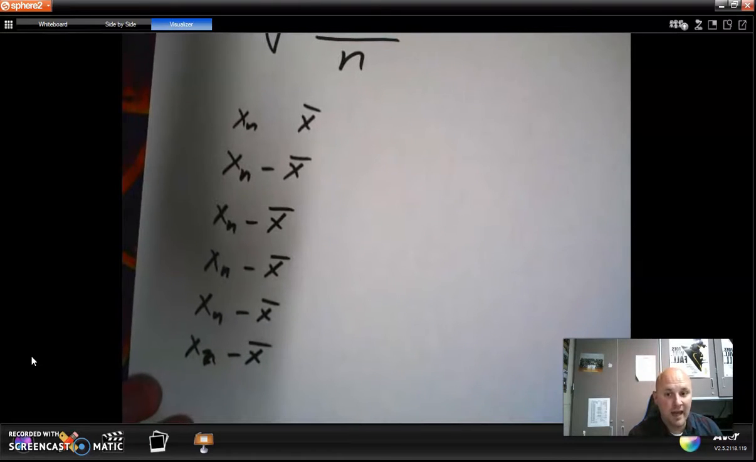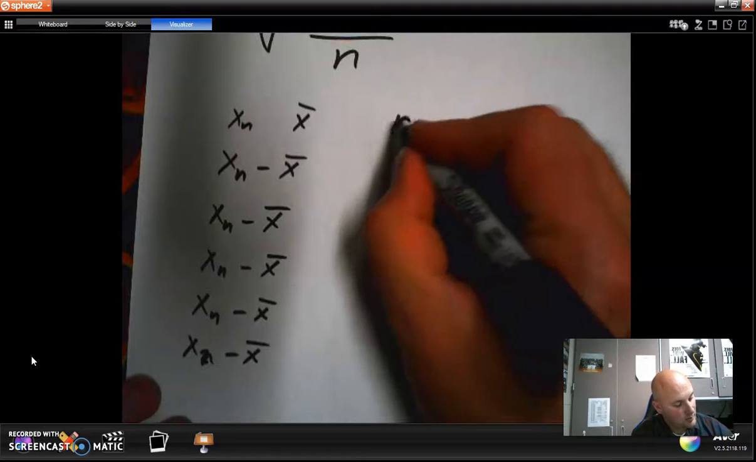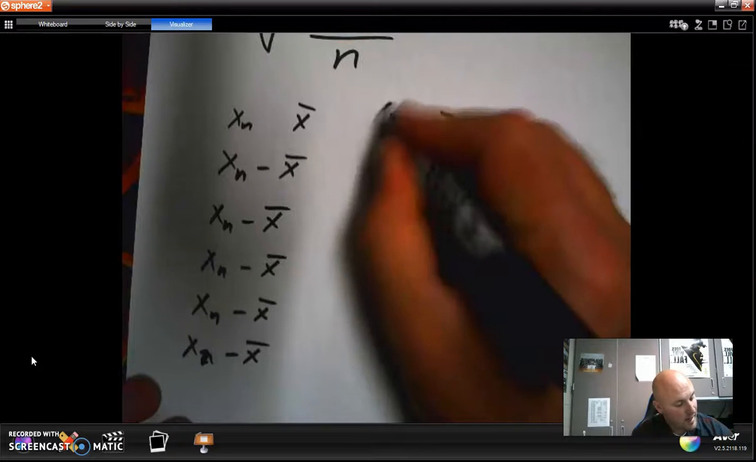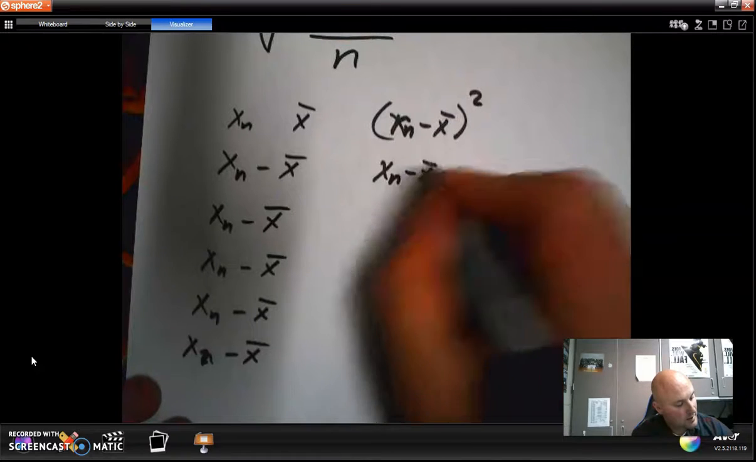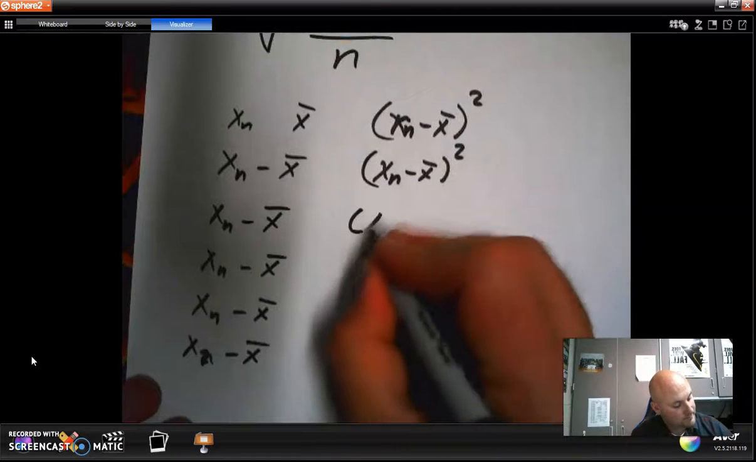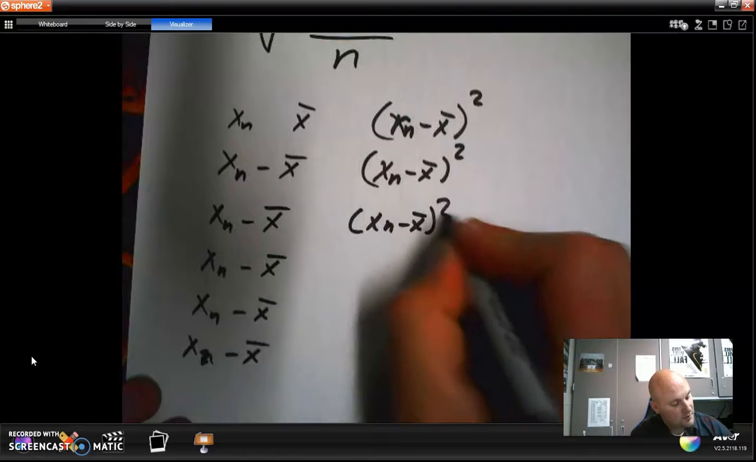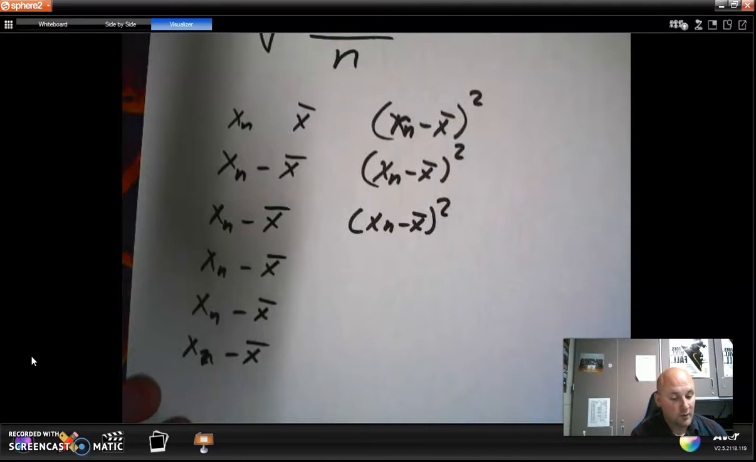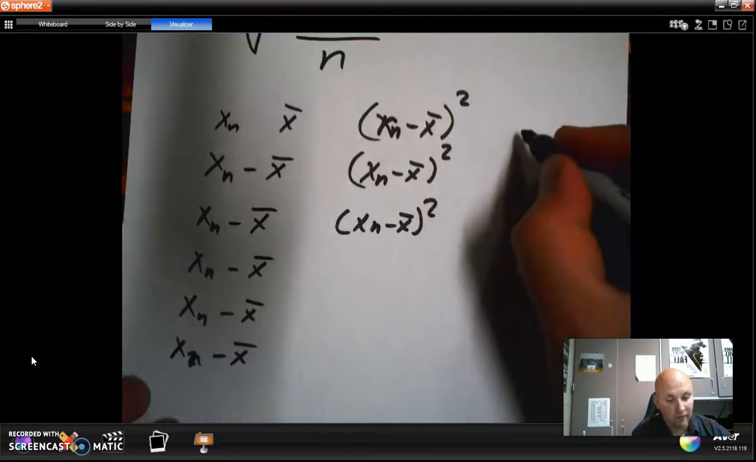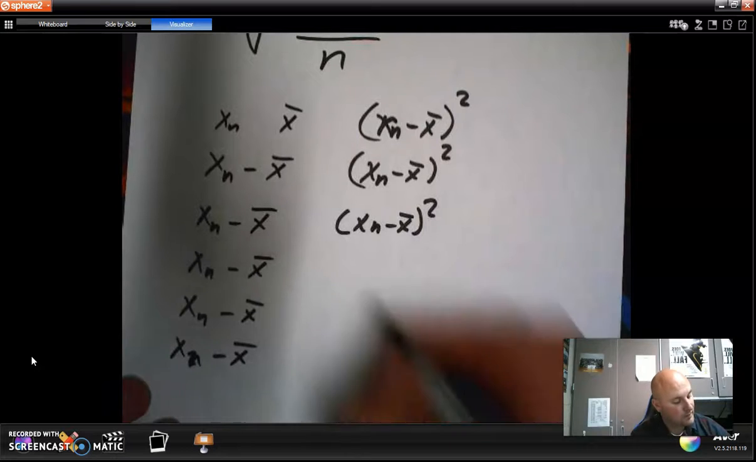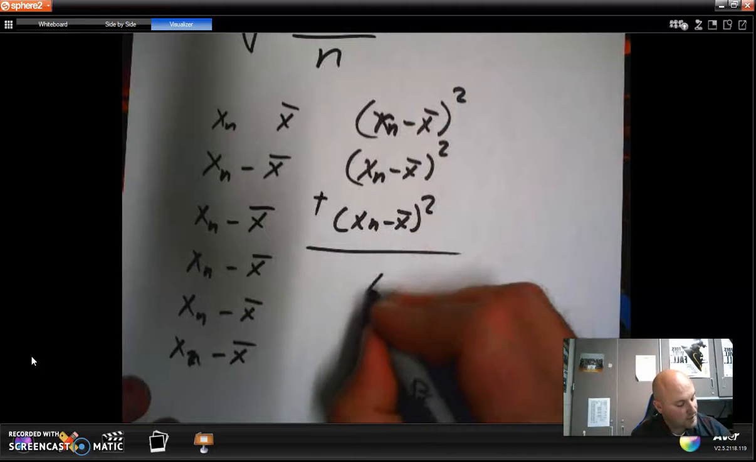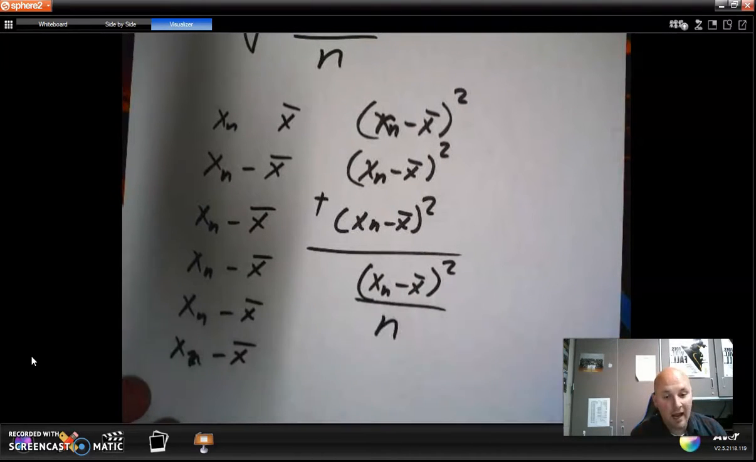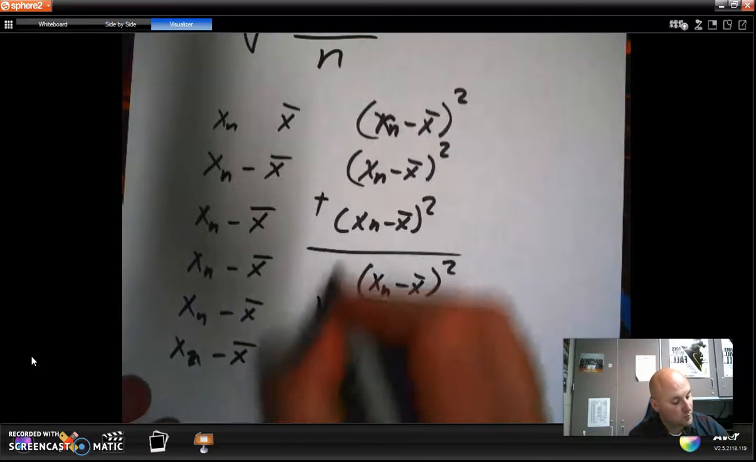Okay, when I was done with that, I took the subtraction and I squared each one of those. So I subtracted them and then I squared them, and so on and so forth. Once I was done with that, I added them all up and then found the average of them. So it's x sub n minus x bar squared, added up and averaged, and the last step was I took the square root.